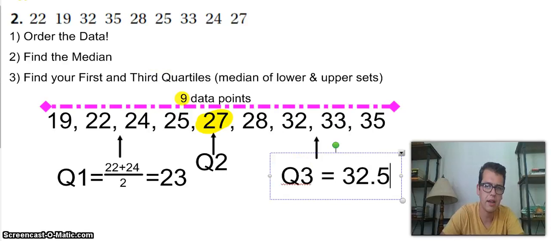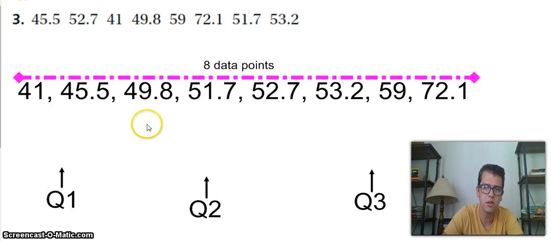So now we're going to look at a data set with 8 data points to start. When I start with an even number of data points, I'm going to do that same process of finding the average of the two values, but I'm going to have to do it to find my quartile 2, or my original median, because notice if I have 1, 2, 3, 4, and then 5, 6, 7, 8, my quartile 2 would be right here between 51.7 and 52.7.